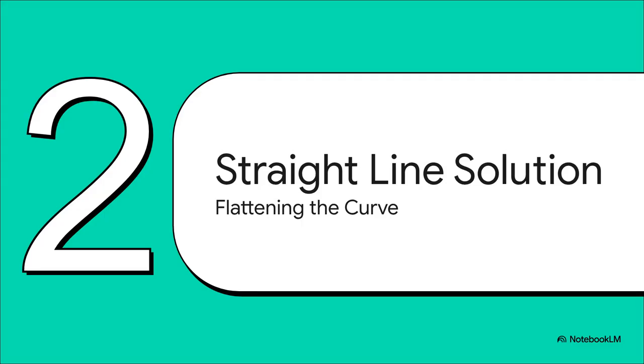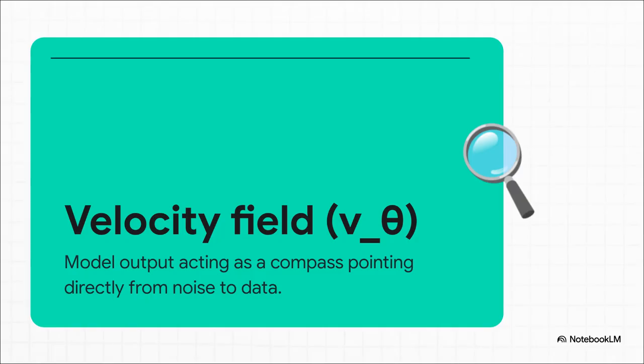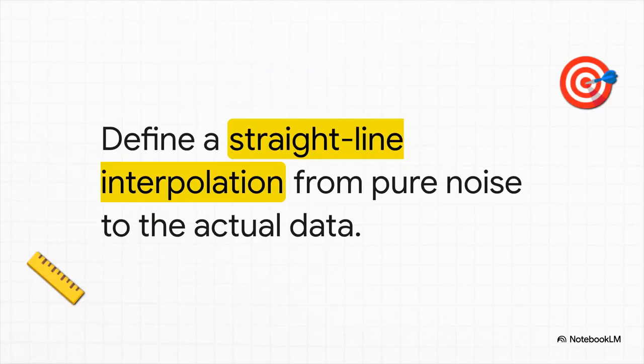Which brings us to Section 2, the straight line solution. Let's flatten that curve. How do we straighten out that path? Enter a concept known as the velocity field, denoted as v_theta. Think of the velocity field simply as the output of the neural network acting like a compass. Instead of guessing a curved route through the noise, we explicitly train the model to be a compass that points directly toward the final data. It tells the system exactly which direction to move to get from the current noisy state directly to the target image. And honestly, this is the core genius of flow matching.